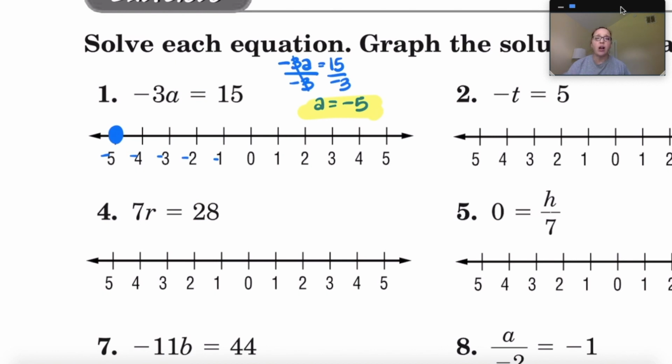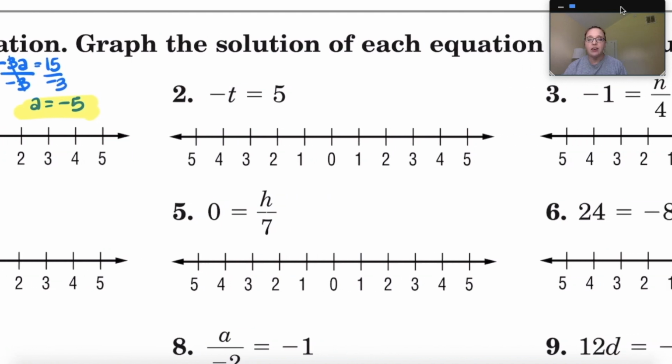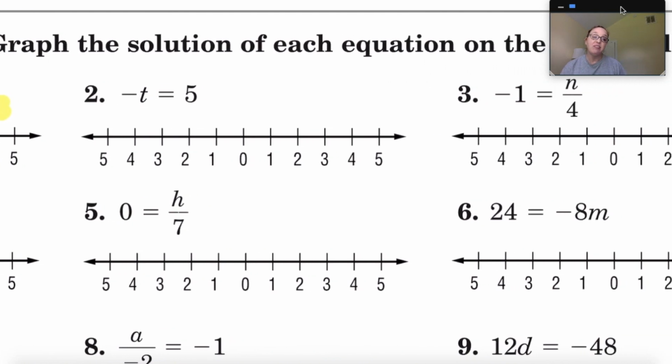All right, let's try number 2. Number 2 says negative t is equal to 5. Negative t is the same as negative 1t. And one other thing that I like to point out to students, when we use the variable t, you always want to curve that bottom of that t, otherwise it ends up looking like a plus sign, which could be very confusing. So to solve this, instead of multiplying by negative 1, I'm going to do the opposite, which is to divide.